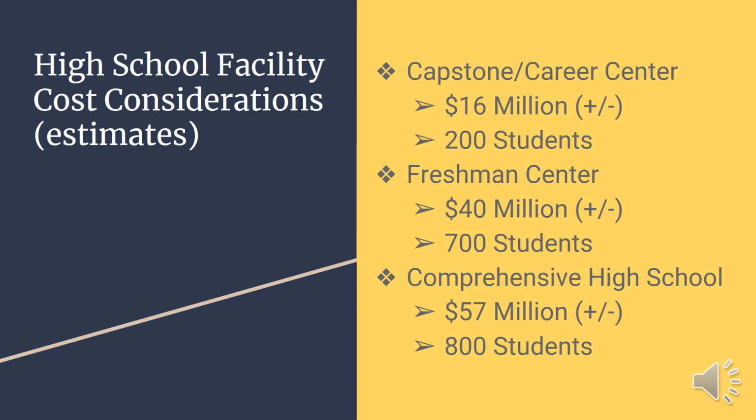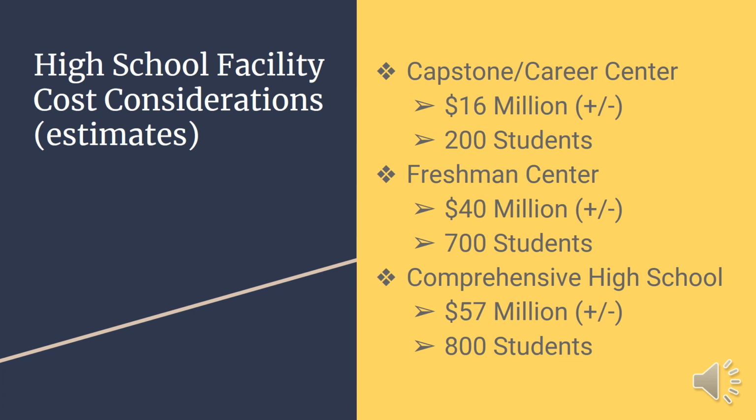So now we want to talk a little bit more detail about what some of these projects might cost when it relates to that bonding capacity and what those bond issues might look like in phases moving forward. The Capstone Career Center option that we discussed would serve about 200 students and would have an estimated cost of about $16 million to build a facility of that size and programming level. A freshman center that would serve about 700 students would be in the neighborhood of $40 million, and a comprehensive high school that might serve 800 students would be in the neighborhood of $57 million.